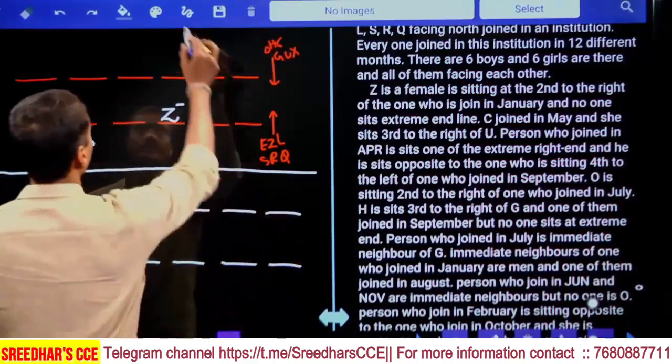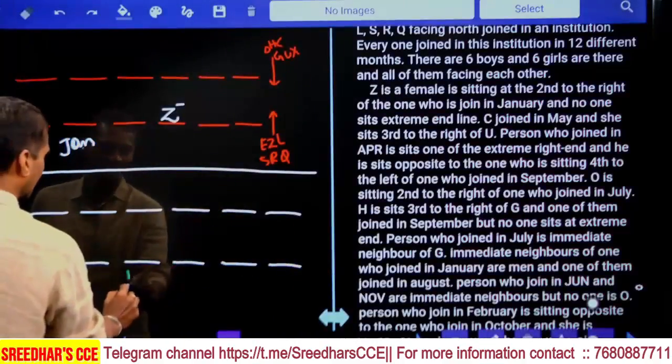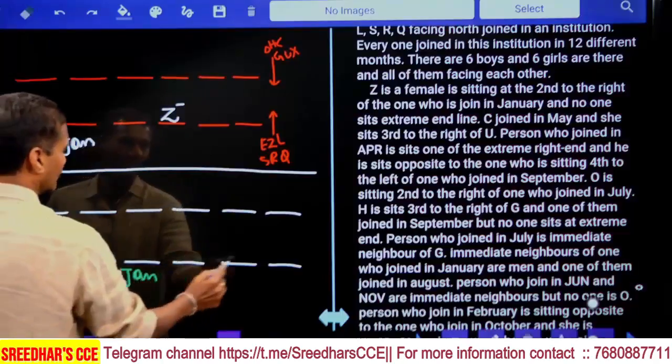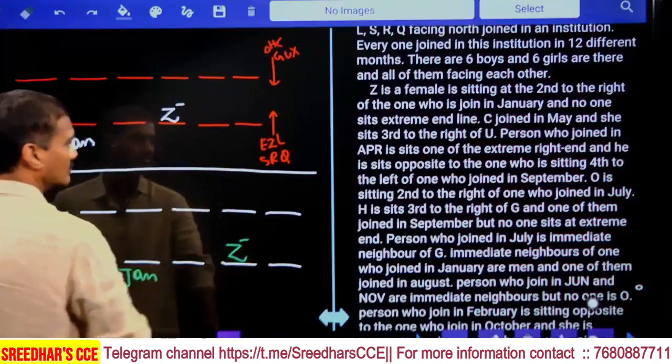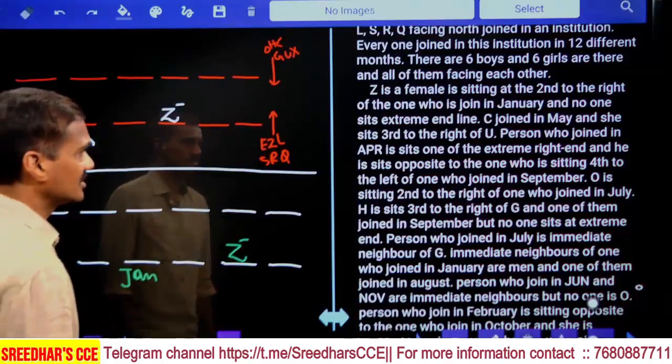Now 6 persons. Now if you take Jan, the one who joined in Jan, Z is seated second to the right of the one who joined in Jan. And no one seated at the extreme end.